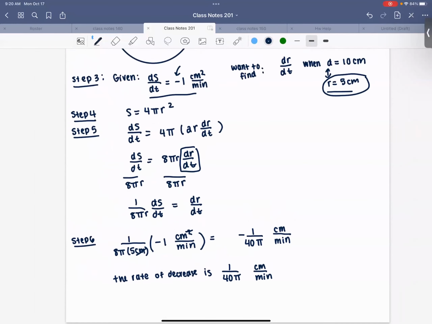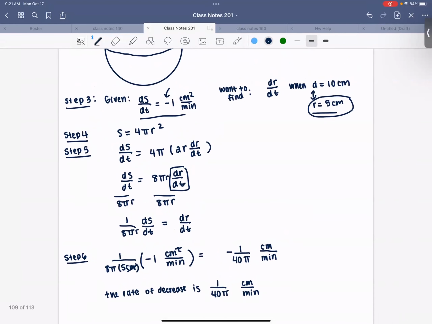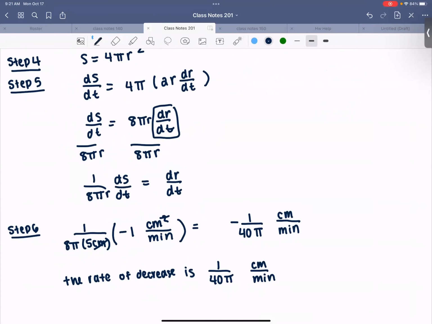How did the centimeters become from squared to not squared? Because there's a centimeter on the bottom, and then there's a centimeter squared on top, so one of the centimeters crosses out. Good question there. Any other questions?